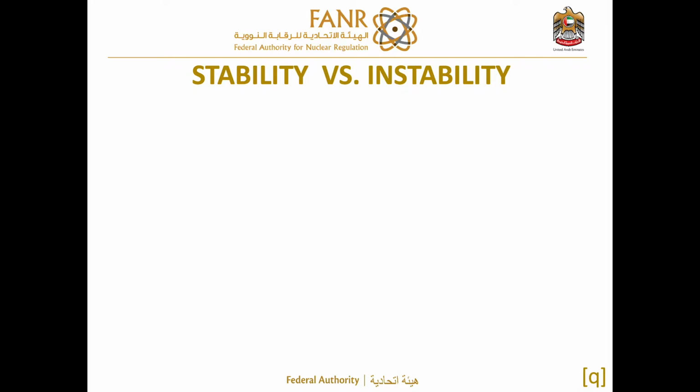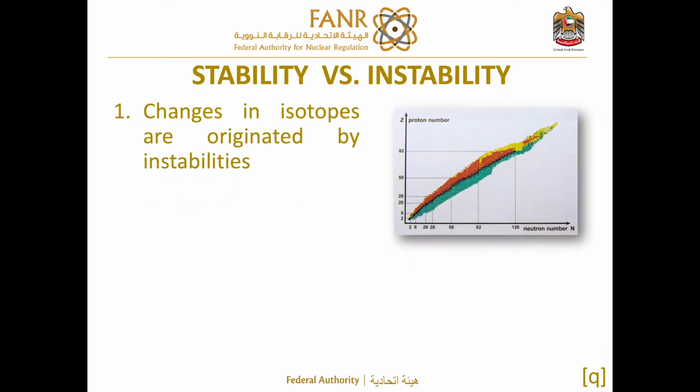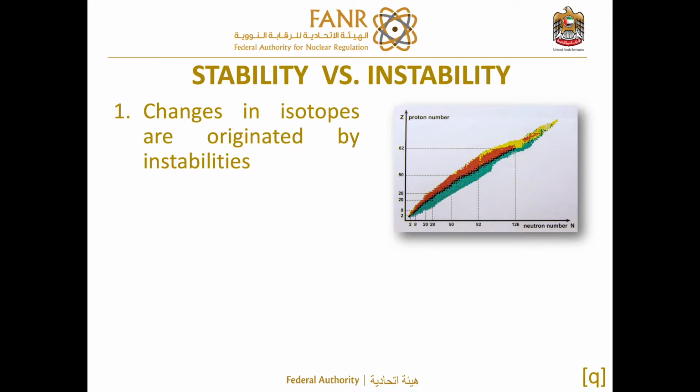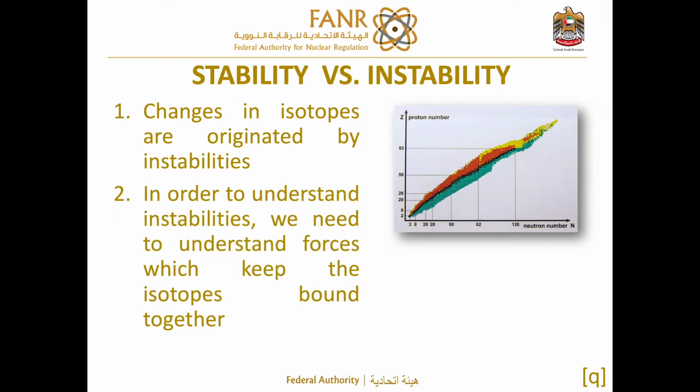In order to better understand what is the driving force behind radioactivity, we have to think about balances of stability and instability within a transformation. Changes in isotopes, and notably the changes which lead to radioactive decay, the radioactive transformation, are originated by instabilities in that specific isotope. And the change is a quest for better stability. So let's have a look at how atoms and nuclei are kept together and how these forces change when a transformation happens in the nucleus.